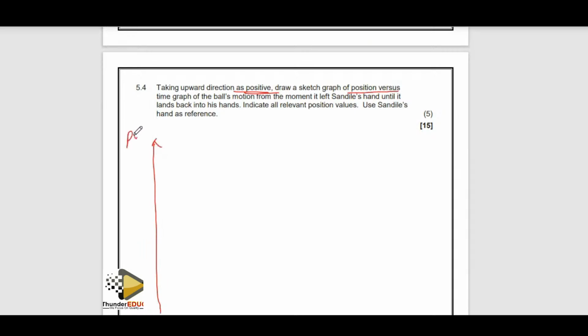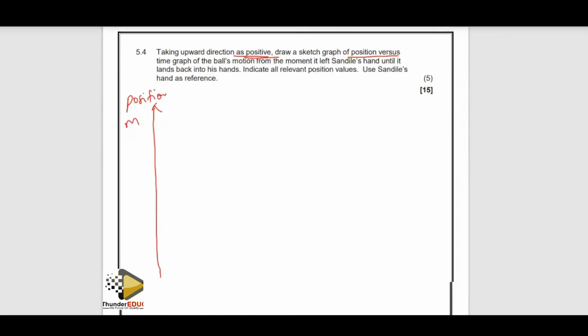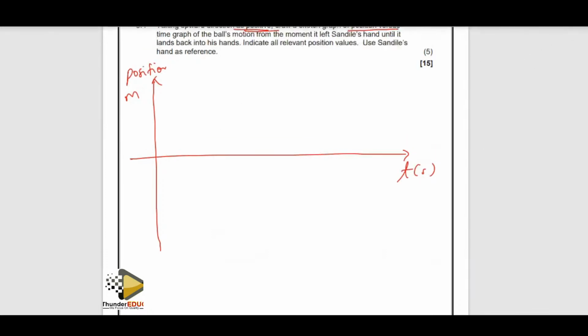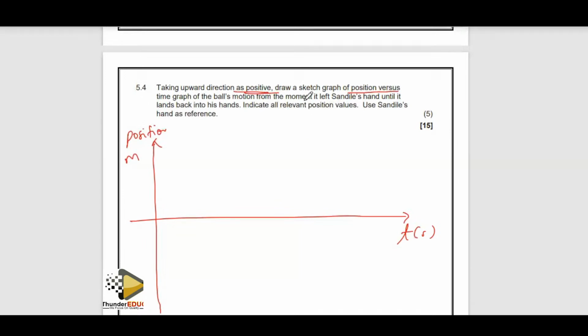Guys, we said position is a curve, taking upward as positive. Time is in seconds. So if we take our position in that format, what do they want exactly? They want us to draw the ball's motion from the moment it left Sandile's hand until it lands back into his hands. That is 0. That's pretty easy. Something like that.